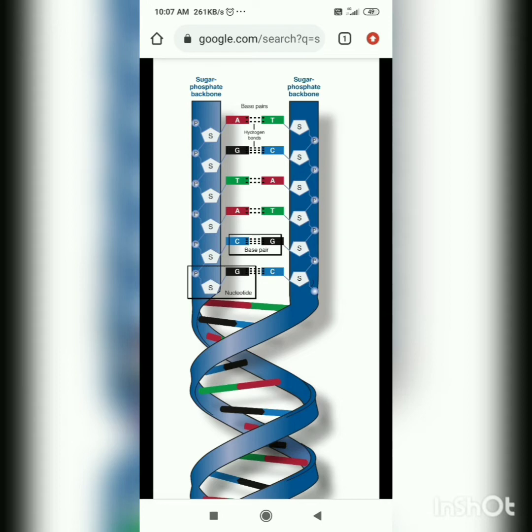Adenine always binds to thymine, while cytosine and guanine always bind to one another. This relationship is called complementary base pairing. We always hear this term in molecular biology, complementary base pairing. Nucleic acids, that is DNA and RNA, are made of nucleotides, but proteins are made of 20 small molecules called amino acids.